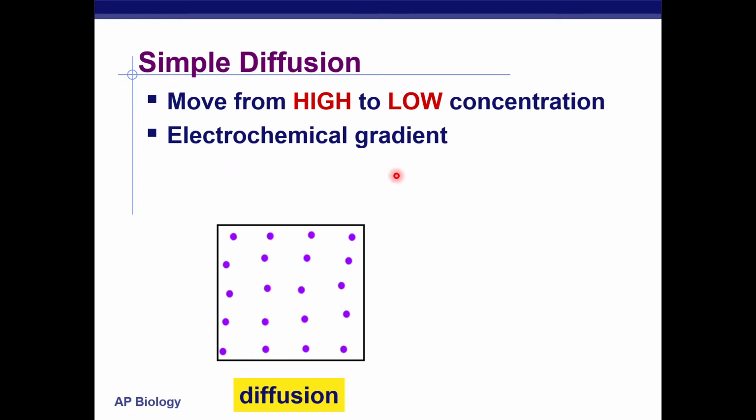Electrochemical gradient is a term that you're probably going to hear a bunch. Electro indicates ions move from a higher concentration of ions to a lower concentration. Chemical is just talking about the solute concentration gradient. So it can either be ions or it can be other concentrations of other substances. But the gradient means that they're going from high to low concentration.